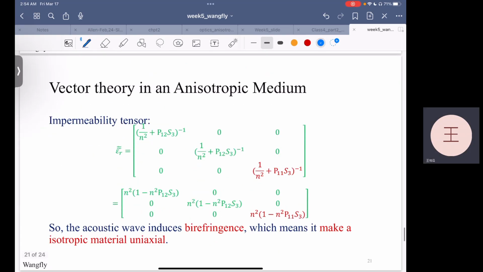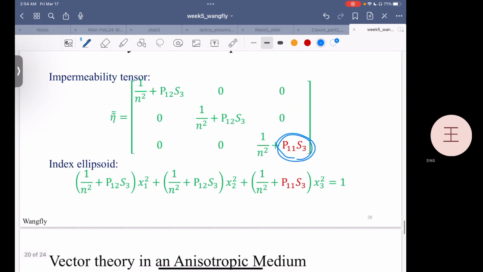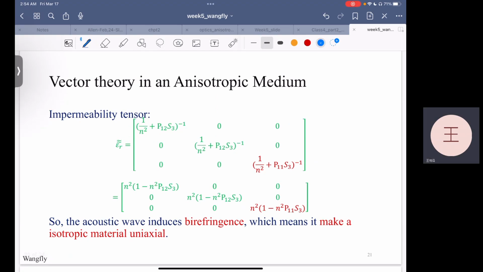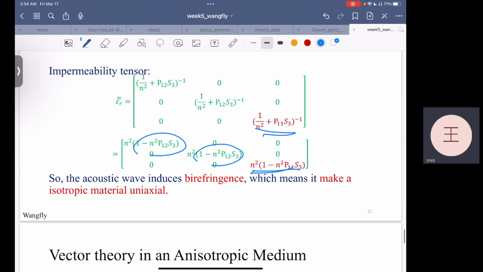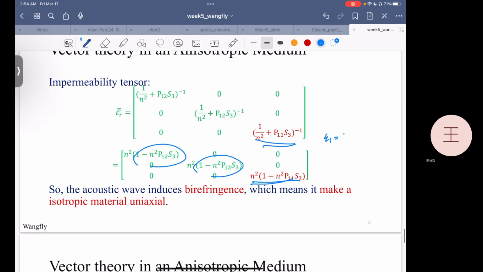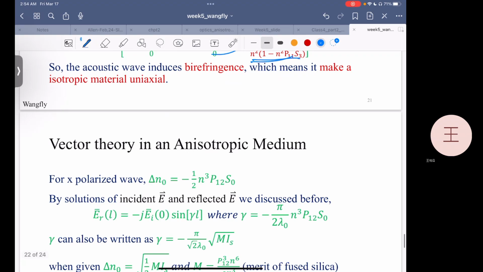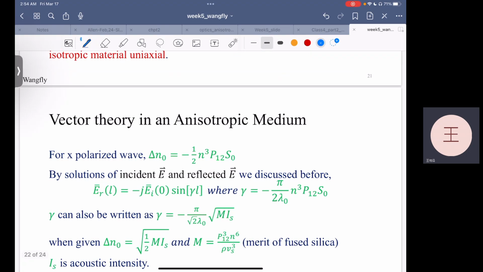And this term would suggest that it makes the isotropic material uniaxial, because these two remain the same, but this one is a difference maker. And this is exactly what uniaxial means, the definition of a uniaxial. So this is also what we have defined in the acoustic wave, just as the previous person mentioned.